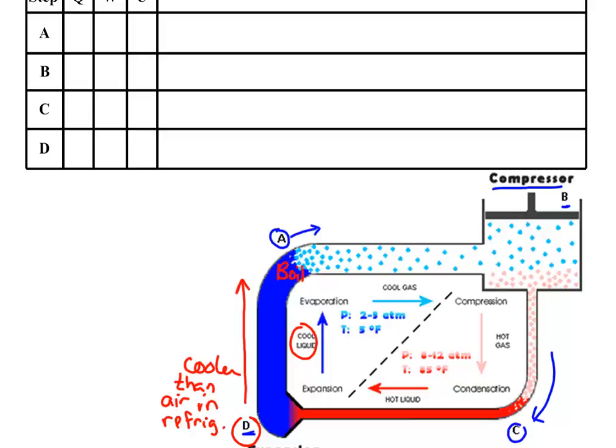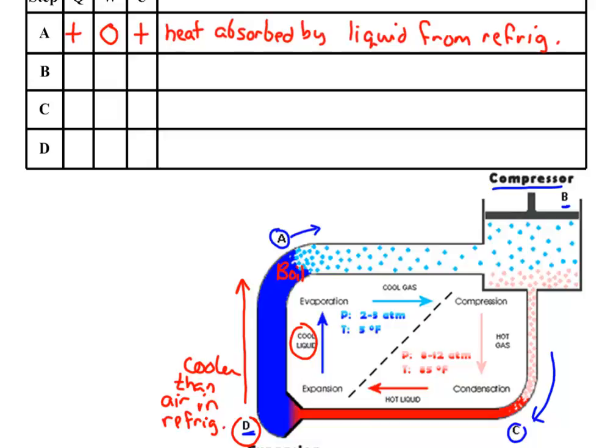So at position A, we're adding heat because it's absorbing heat energy from the air of the refrigerator. There's no work being done because the volume is not changing. Because heat is being added, the internal energy of the system refrigerant is increasing. Now we're going to travel from A to B. We now have a cool gas, and it enters into the compressor.